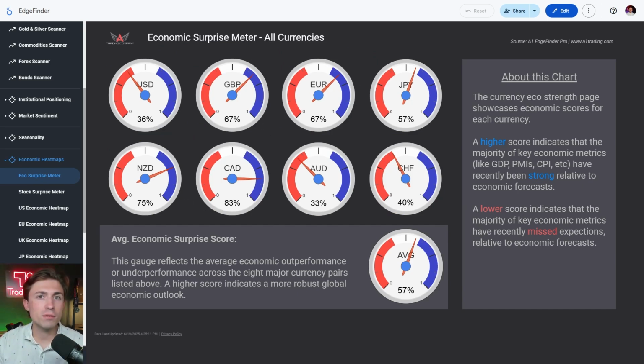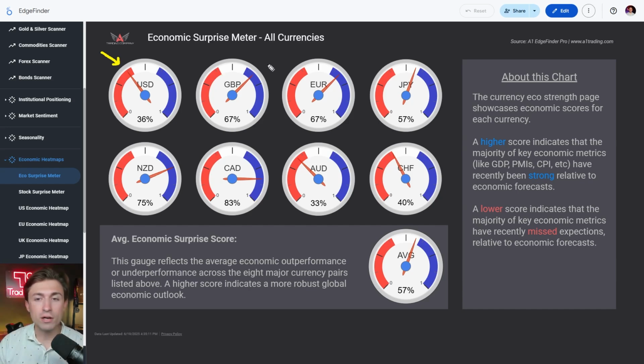Now, many traders may be familiar with currency strength indicators, which show simply a daily performance change in terms of the price action of these things. What we're looking at here is actually a set of meters that looks at the economic surprise factor for each one of these currencies. Now, if you're confused, don't worry, I'll explain all of it. Essentially, the long story short here is that a lower read on this gauge suggests that the economy we are talking about, in this case, for example, the US economy, has been recently underperforming expectations.